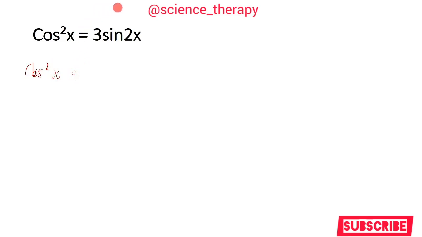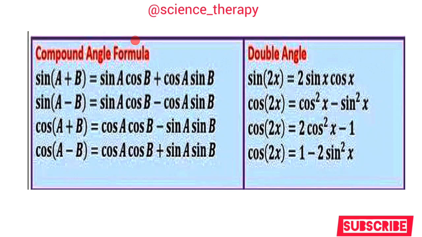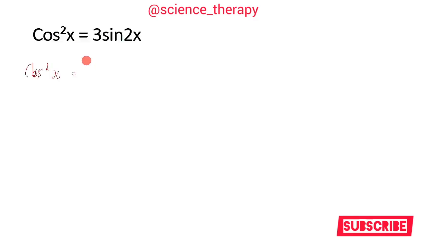And then looking at your formula sheet, we can see that this one is a double angle. So you want to look at your formula sheet, and then you can see that sine 2x gives us 2 sine x cos x, right? So you want to break that one into that. So we have 3, and then in brackets, let's just break that down: 2 sine x and then cos x, right? Then we have cos squared x is equal to 3 times 2, that's 6 sine x cos x, right?